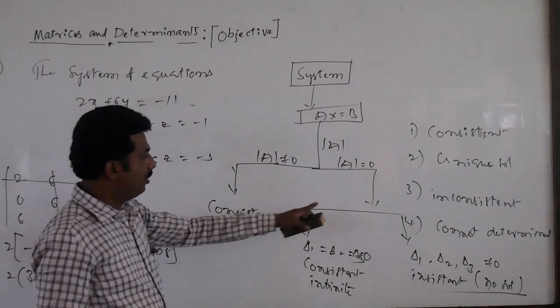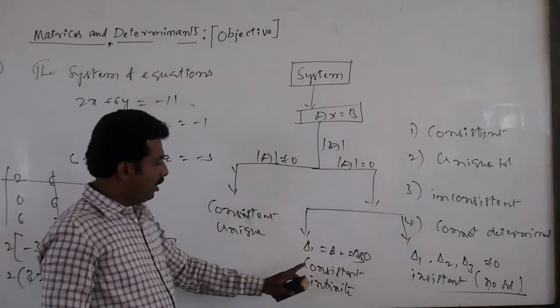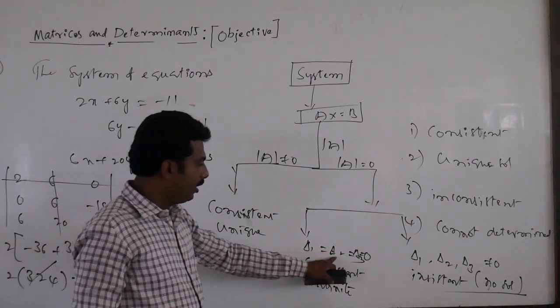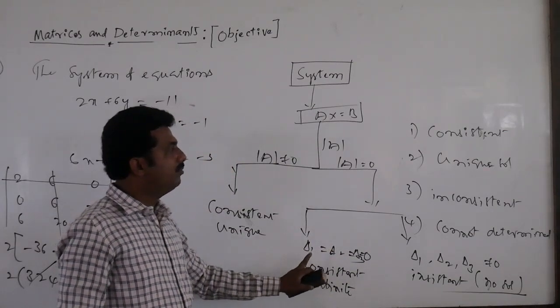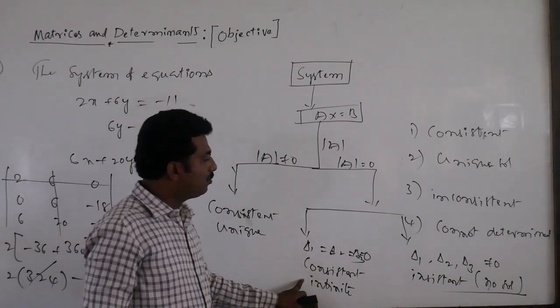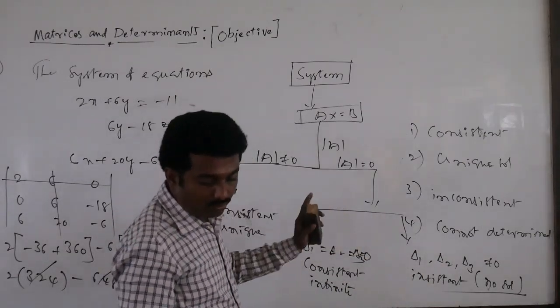Delta equal to 0 means this case will be followed. Now what do we have to calculate? Delta 1, delta 2, delta 3. If all these three deltas are equal to 0, the system is consistent. If at least one of them is not equal to 0, that is an inconsistent system.